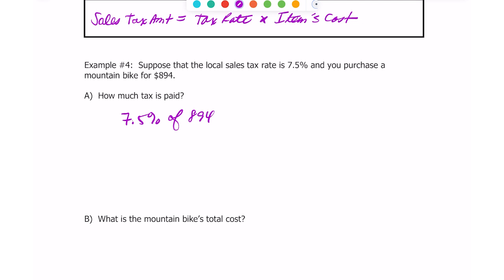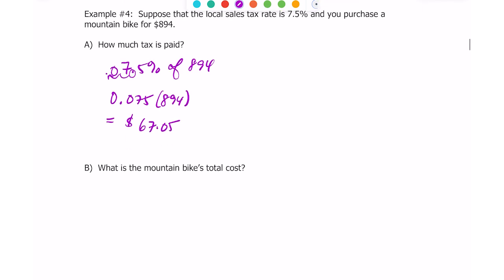And we know we want to convert 7.5% to a decimal. So I'm going to drop the percent symbol and divide by 100, which is just moving the decimal back 2 places to the left. So really it's 0.075, and then times, of means times or multiply, 894. And when I do that, I get $67.05. So that's how much tax I need to pay.